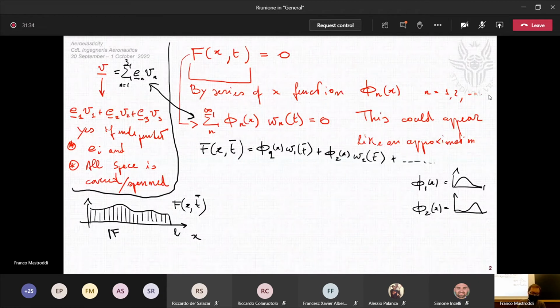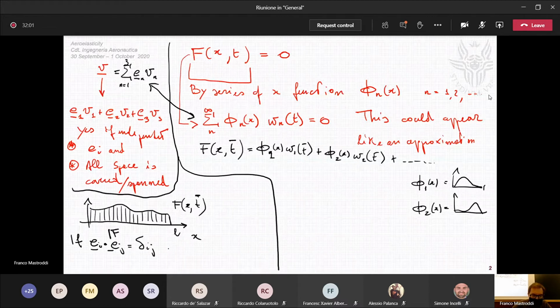Well, if you have orthogonal vectors, again, if ei dot ej is equal to delta ij, which means equal to 1 if i equals j and equal to 0 if i is not j. If you have an orthogonal basis, you can evaluate, for example, v2. How can we obtain v2?